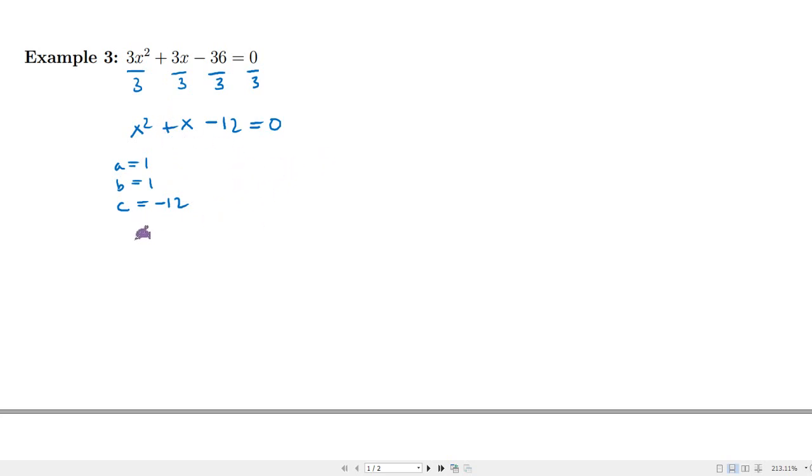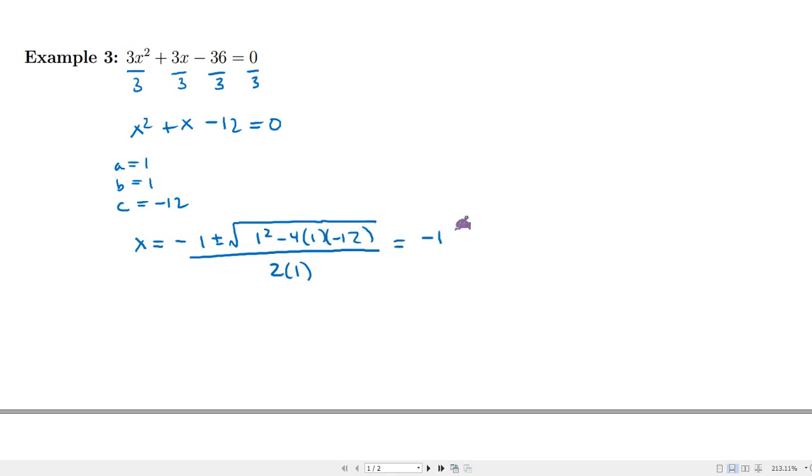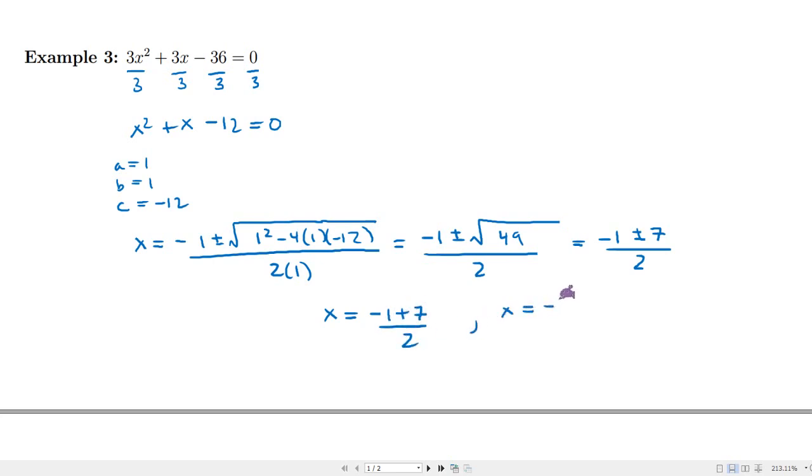Okay, so now our solutions are x is equal to -b plus or minus the square root of b squared minus 4ac all over 2a, and this is -1 plus or minus the square root of 1 plus 48 is 49, so that's square root of 49 over 2, so that's -1 plus or minus 7 over 2. So then this is x is -1 plus 7 over 2, or x is -1 minus 7 over 2. So this is x is 6 over 2, which is 3, or x is -8 over 2, which is -4. So those two actually ended up being pretty nice in the end.